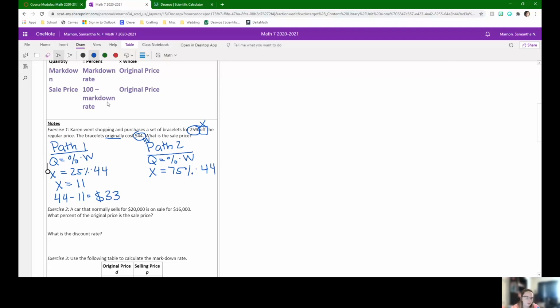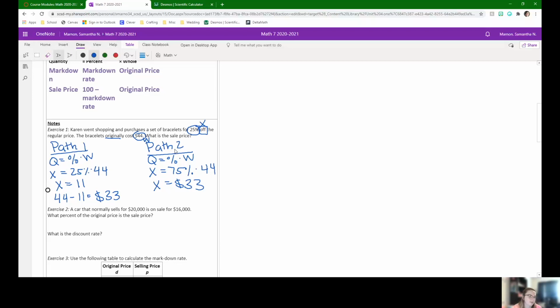So now we can do 75% times 44. Or change it to a decimal, 0.75 times 44. And right away, it's going to tell us our answer as $33. So it's just one less step. So like I said, mathematicians are kind of lazy. We like to find the easy ways, do it in one step instead of two.